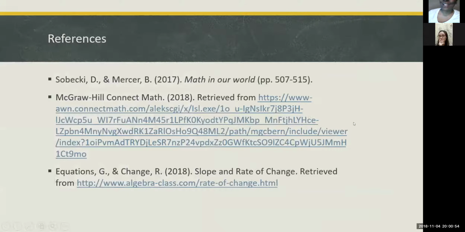And now I'll be passing it off to my other group member, Dava Pound, and she will be going more into detail about linear and quadratic functions.